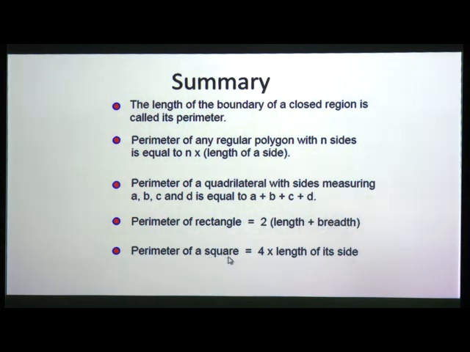Now, the perimeter of a square is equal to 4 multiplied by the length of its side. Here, the square has 4 equal sides, so we write 4 multiplied by the length of one side. If you have the measure of one side, all the sides of a square will be equal. So we just multiply by 4, or we do the sum of all the sides of the square; the answer will be the same.